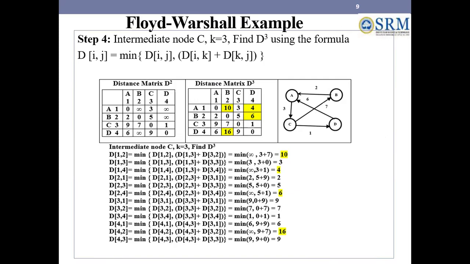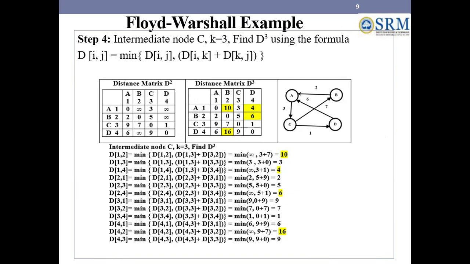See the d power 2, A to B is initially infinity. There is no path from A to B. Now, through the intermediate node C, A to C, C to B is possible. What's the cost A to B? A to C is 3 and C to B is 7. So 3 plus 7, 10. So infinity replaced by 10. So A to B through node C is 10.